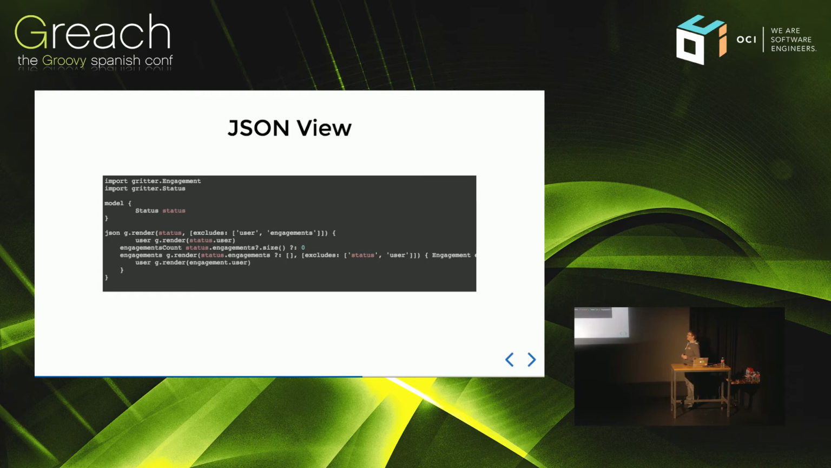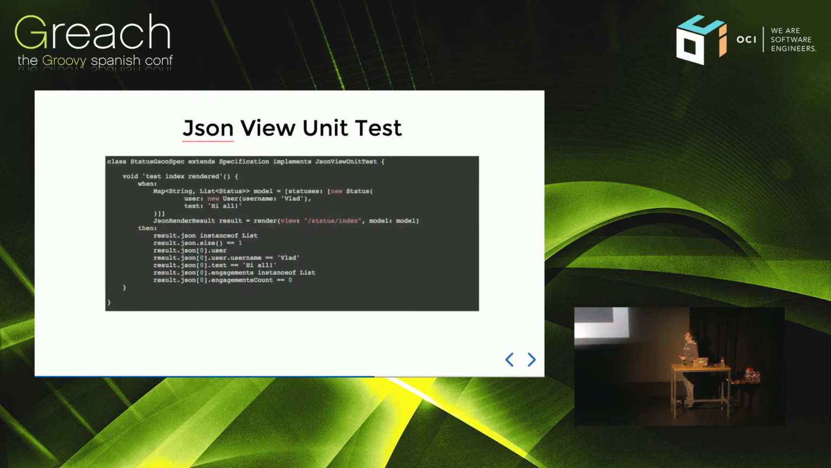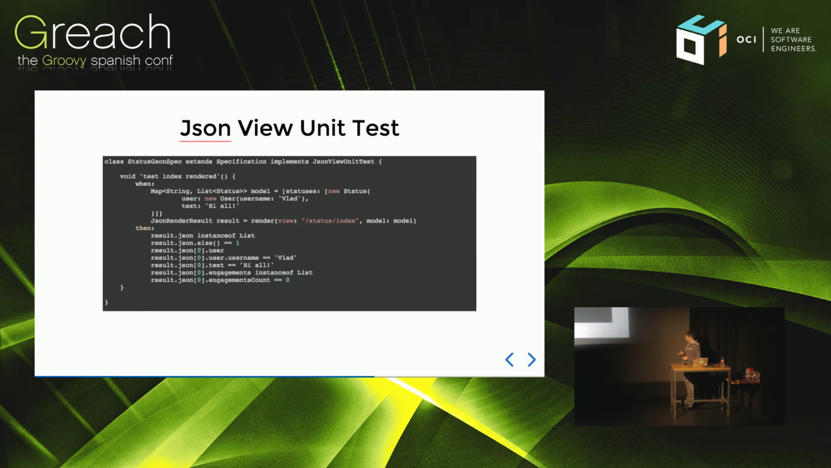So luckily, you can test this as well, which is great. You have this JSON view unit test you can implement. So you can send it some statuses. You can see now it's much simpler. It would be better if I could render more, but just a simple statuses list with a single status. You render the template, which is located in status/index because it's the status controller and index method.